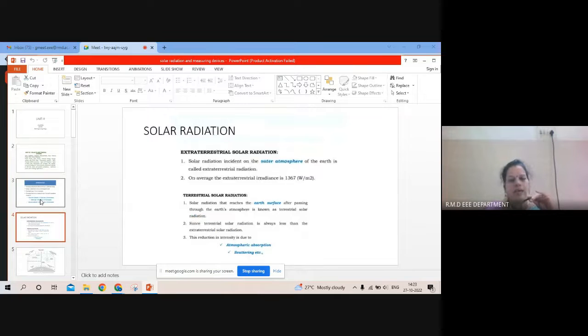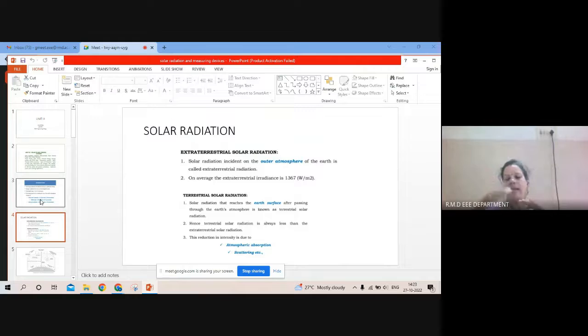Regarding solar radiation, there exist two different types, namely the extraterrestrial solar radiation and the terrestrial solar radiation. What is the main difference between the two? Both come from the sun and reach the Earth's atmosphere, but the extraterrestrial is the radiation incident on the outer atmosphere of the Earth. Based on this radiation, we have a constant called the solar constant. On average, the extraterrestrial irradiance level is about 1,367 watts per meter square, which is also known as one solar constant.